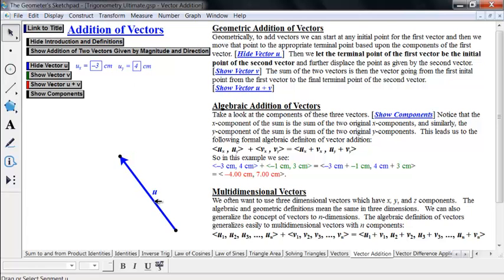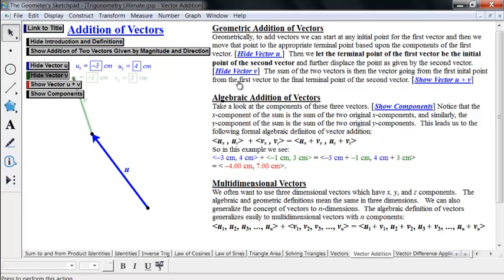You can place this vector anywhere you want, remember, and it's the same vector, so it doesn't matter where we place it. However, when we add vectors, we want to place the initial point of the second vector at the terminal point of the first vector. So you want to think of adding vectors really as the composition of translations.